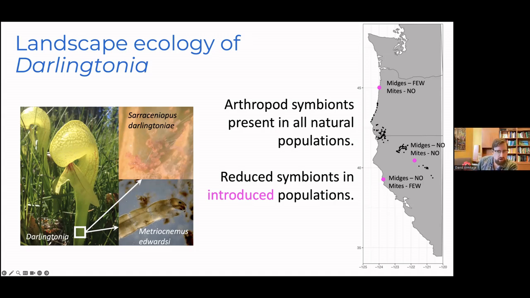Contrasting that with all of the rest of these sites, at almost 100% of these sites, we were finding both mites and midges within all of the pitchers. So perhaps there's some sort of dispersal limitation preventing the midges or mites from locating these potentially introduced populations here.